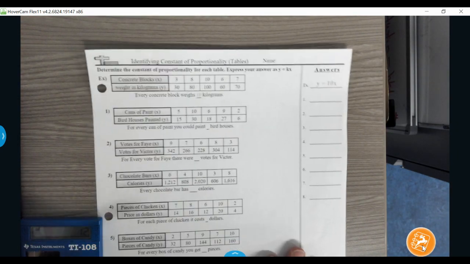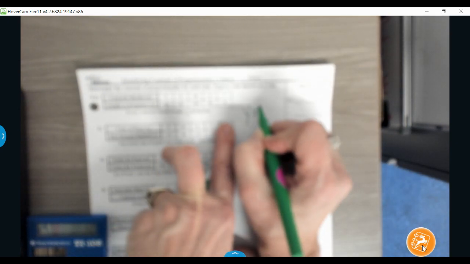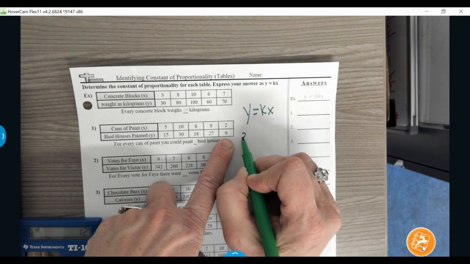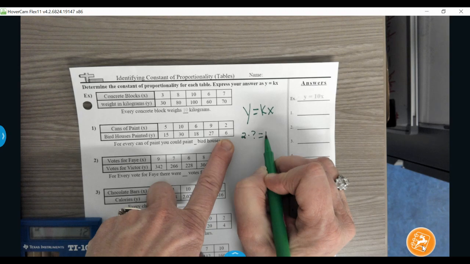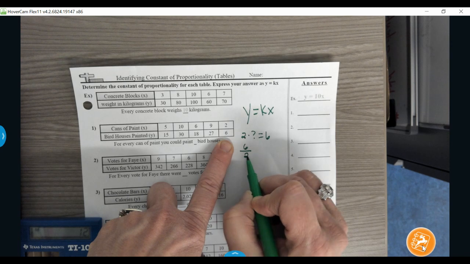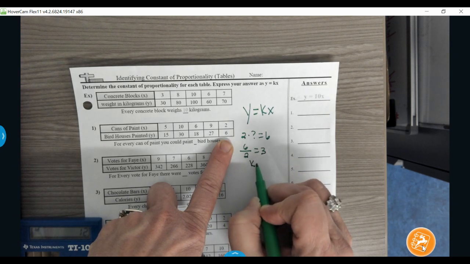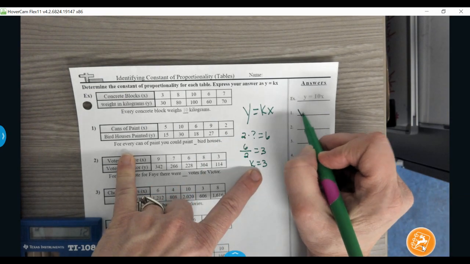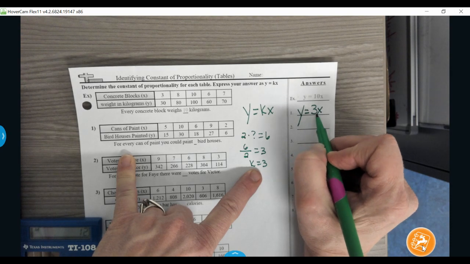Now, one other thing I want to do is, because this is something that we were working on with Cami, I want to come back to here. All of these are proportional tables, and we already know the formula is y equals kx. So I can just pick one from here. What do I multiply 2 by to get 6? Well, if I can't see that in my head, I'm going to go 6 divided by 2 is 3. So that constant is 3. Then what would the equation be? It would be y equals 3x.